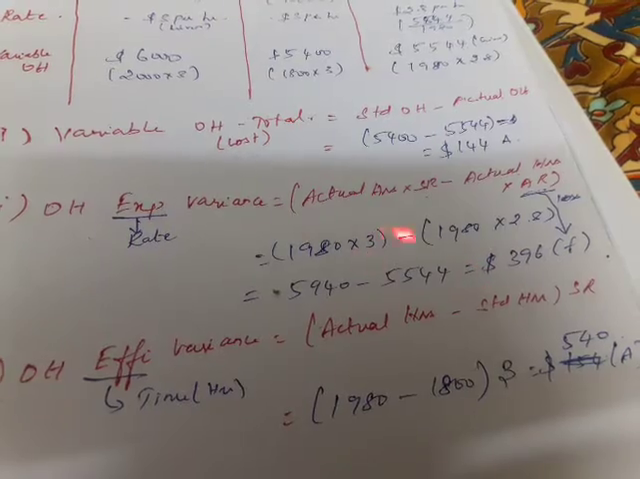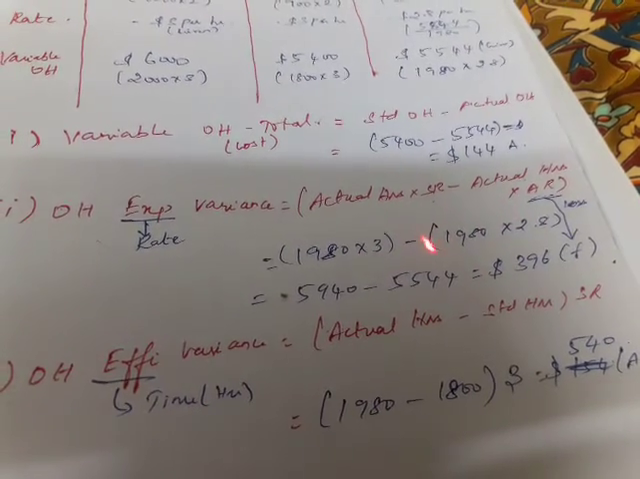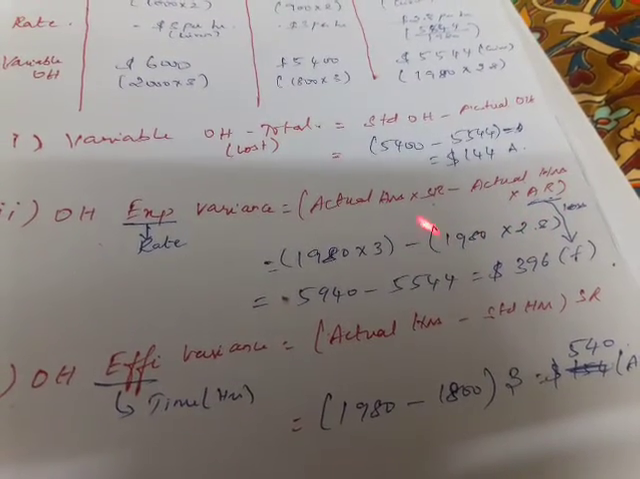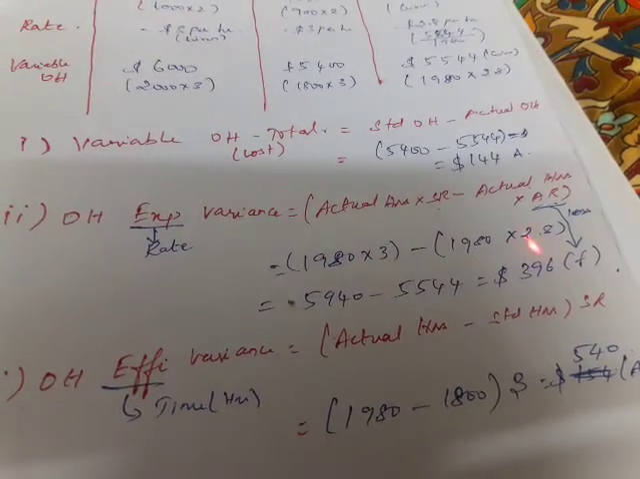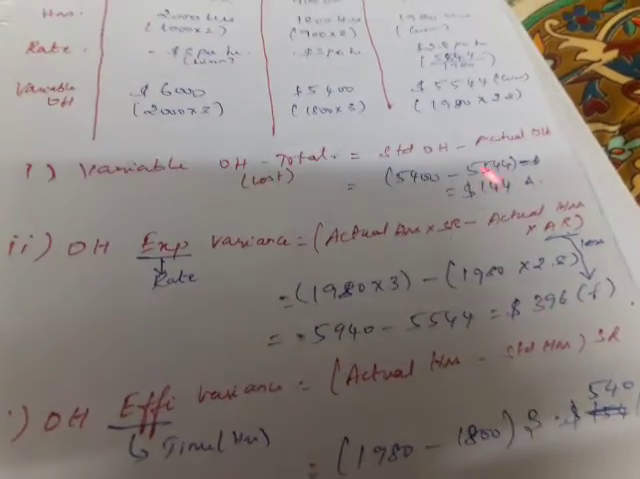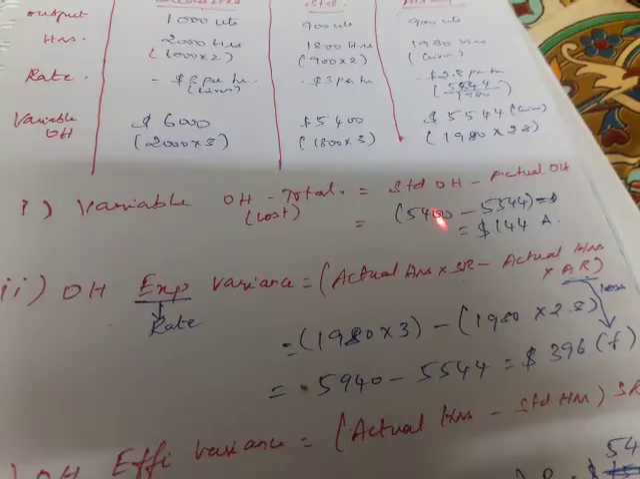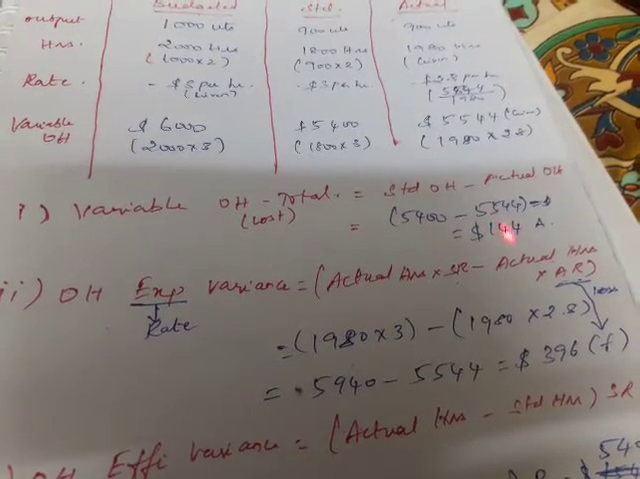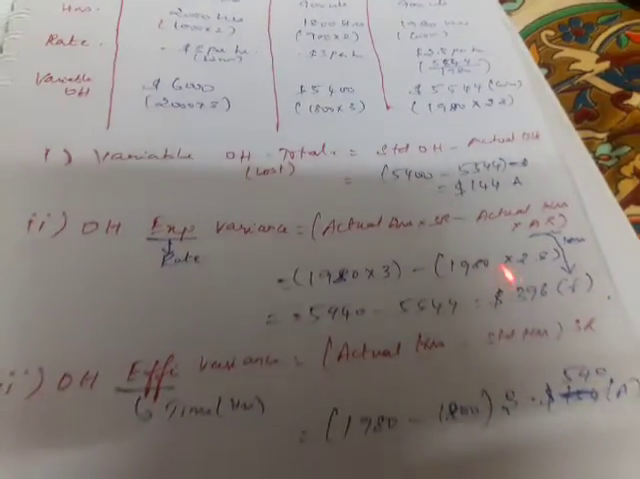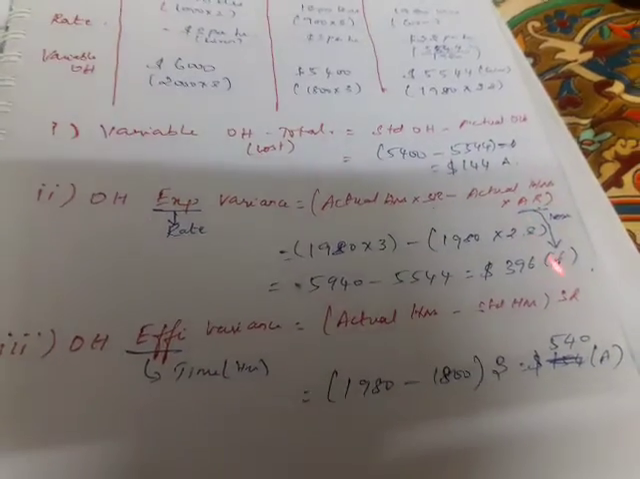Why favorable? It's because your rate is lower. The standard is 3, but now it is 2.8, so it is favorable. Previously it was adverse. Why? Your standard overhead was 5400, but you are spending more, so it is adverse. Please mark adverse, favorable everywhere.